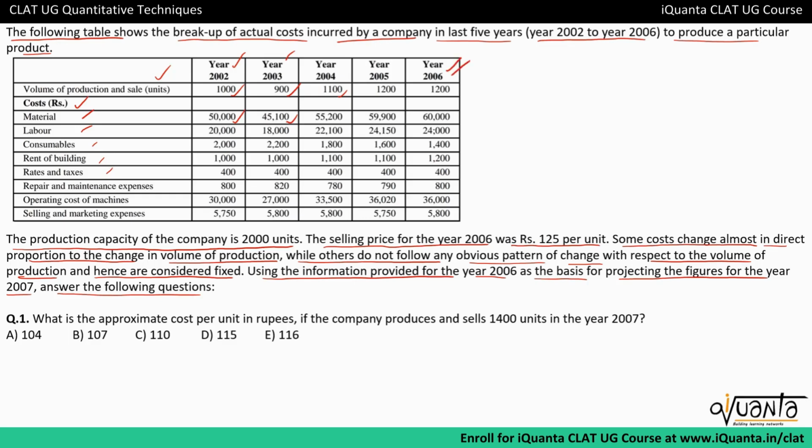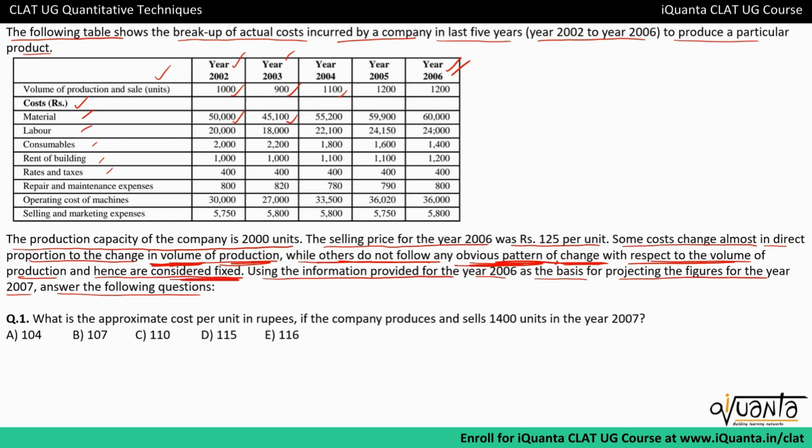We have also been given a very important clue in the question: some costs are changing in direct proportion to the change in volume of production. That means if the volume of production increases, the cost also increases. If the volume of production decreases, the cost also decreases. While some do not follow any obvious pattern of change with respect to the volume of production. That means there's no particular pattern. Like if the number of units is increasing, sometimes the cost might decrease or increase. So those costs will be taken as fixed cost.